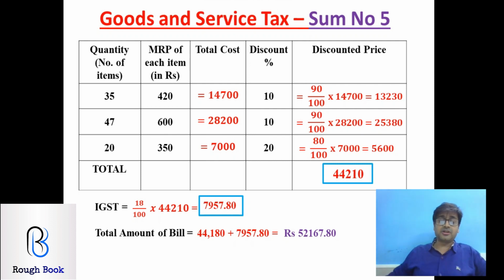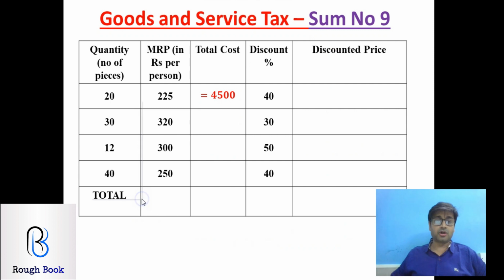Now the sums that you're going to get are of different types, in the form of a table. You can see quantity with MRP and discount percent, but all the items have the same rate of GST. Probably in the next questions you will get different rates of GST for different products, because in India there are different products with different rates of GST. Then you'll have to calculate each item individually, which we will probably see in the next sums.